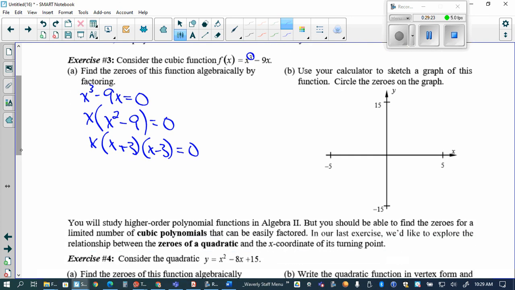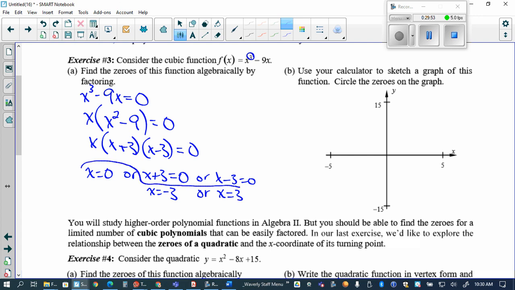Set them all equal to 0. So we got x equals 0, or x plus 3 equals 0, or x minus 3 equals 0. So this one's already solved, isn't it? What does x equal here? -3. You subtract 3 from both sides, right? Or x equals +3.